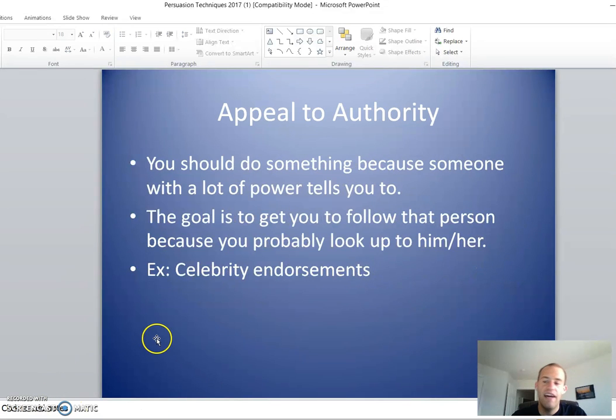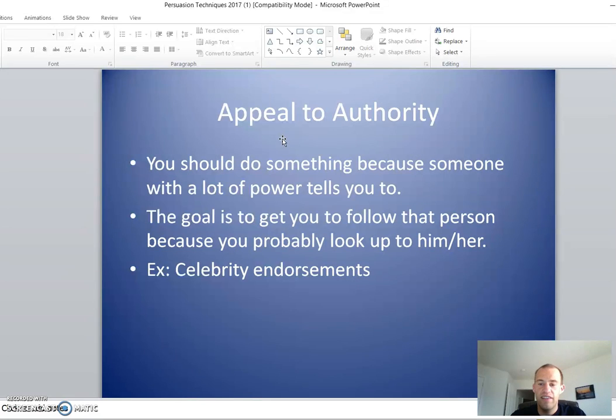And finally, we have appeal to authority. Appeal to authority is when you do something because someone with a lot of power is telling you to do it. The goal is to get you to follow that person because you probably look up to them. Celebrity endorsements are a perfect example of appeal to authority. When you see those Papa John's commercials with Peyton Manning, Under Armour commercials with Steph Curry, or other commercials with Taylor Swift or Kanye, people a lot of people look up to, that's called appeal to authority.